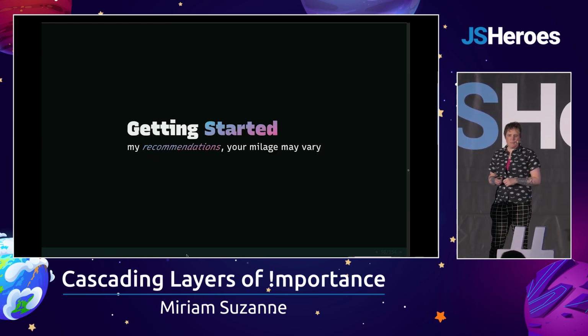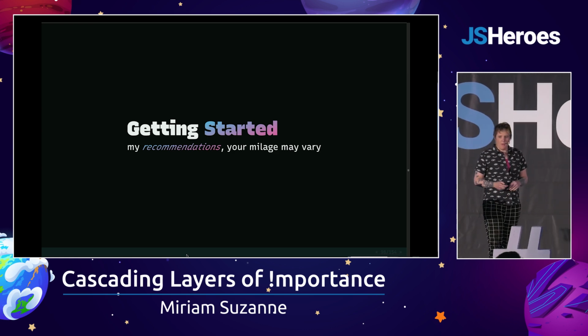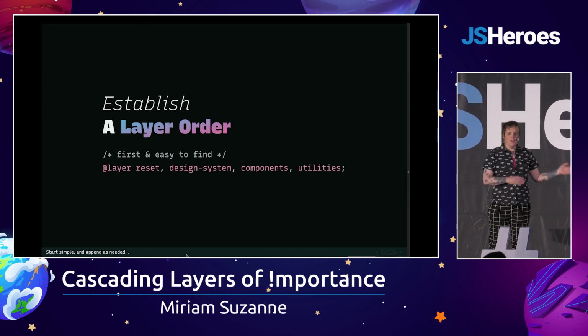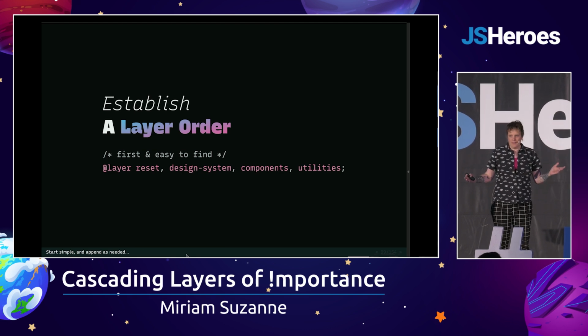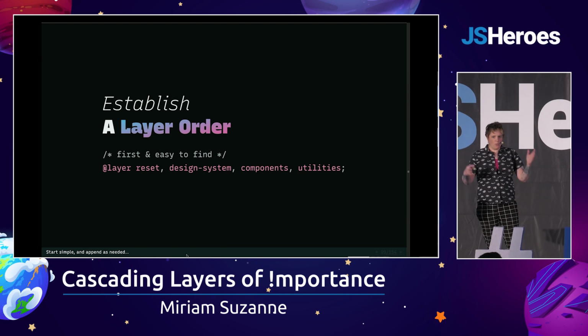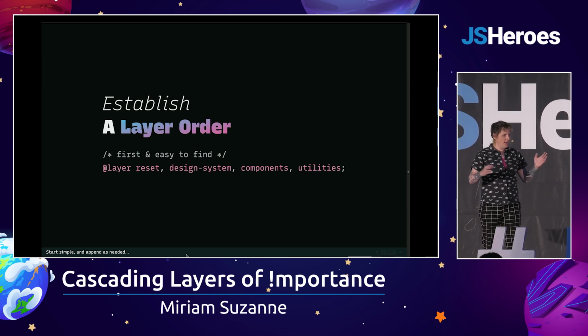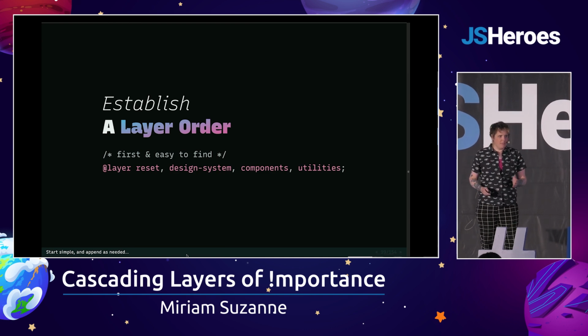So getting started, my recommendations, and this is how I do it, your mileage is absolutely going to vary. The first thing that I do when I'm starting a project or when I'm starting to layer an existing project is I create the layer order I think I will want. And I don't need to get it right, I just have to start somewhere. So I'll create this, and I want it to be the first styles that are applied. Everything else will come later. And I want them to be somewhere easy to find, so we're controlling it from one place.